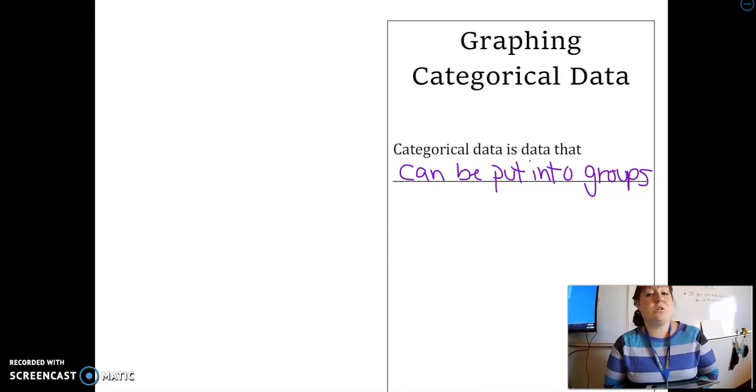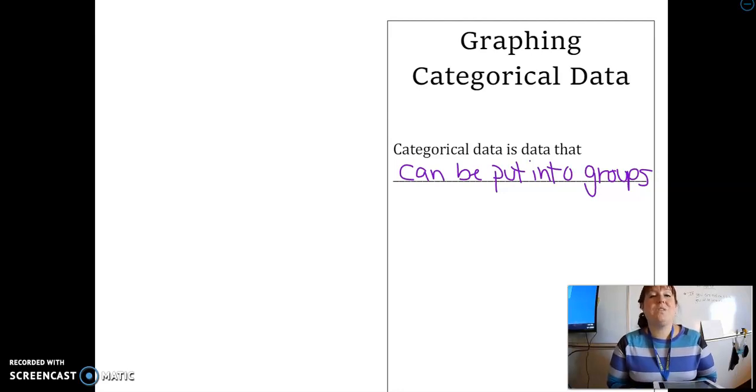We're talking about categorical data today, and we're going to learn how to graph it. So remember, categorical data is data that can be put into groups. So it's different than quantitative data. Quantitative data are numbers, and you can average them, find the mean, which is the average, all of those kinds of things. Categorical data you can't do that, but we just basically put it into groups, or categories. See where that word came from?